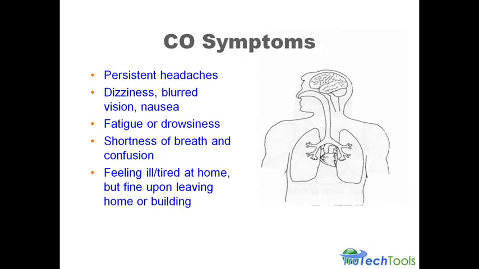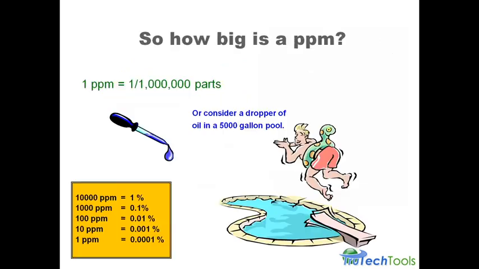We talked about that. The symptoms of CO are persistent headaches, dizziness, blurred vision, nausea, fatigue or drowsiness, shortness of breath, and confusion. People can get coughs that go on forever. They could get tired. They're feeling ill at home, but they're fine upon leaving the home or the building. If you think somebody's getting ill from low-level CO poisoning, these are all questions you should be asking the consumer: are they having these symptoms?